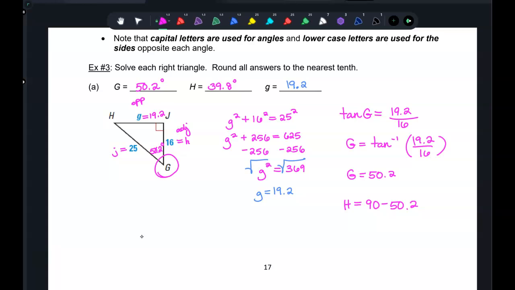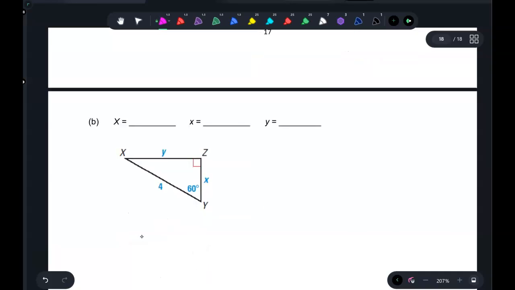We got two more examples. Okay. We should be able to get a good start on homework. Okay.